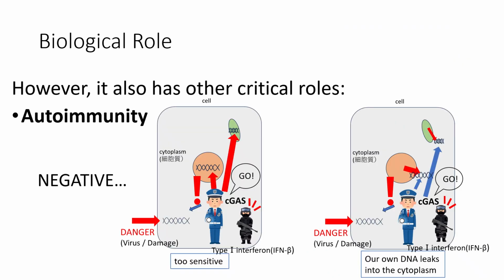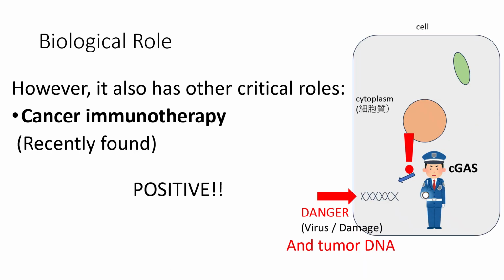However, this system isn't perfect. It can have a negative side. If the sensor becomes too sensitive or if our own DNA leaks into the cytoplasm due to stress, excessive innate immune responses by cGAS can damage our own cells. This leads to autoimmunity. But there is also a positive side, which was recently found.